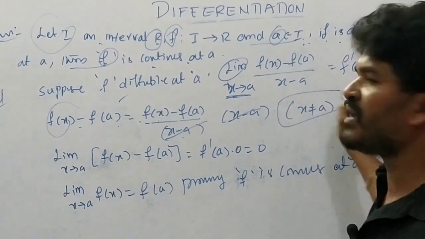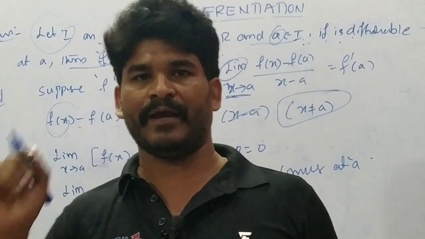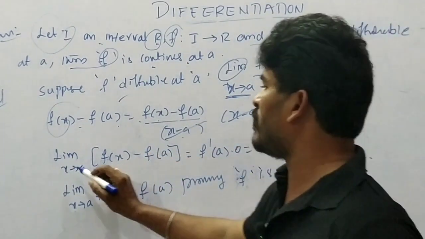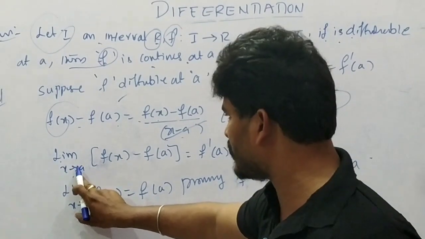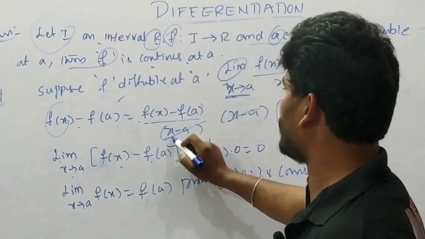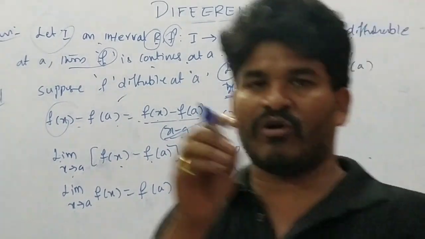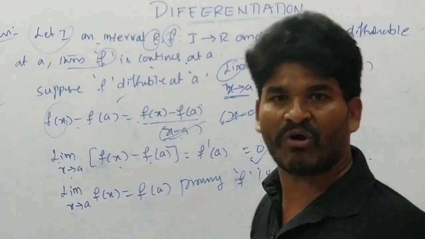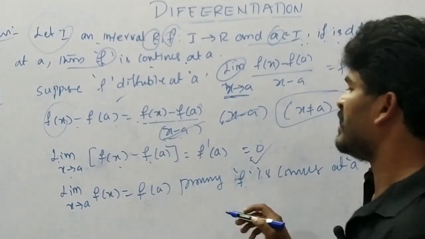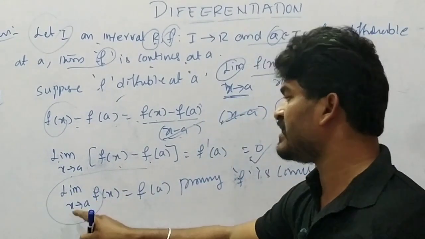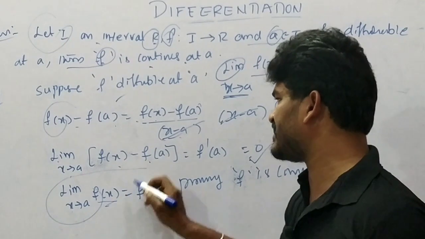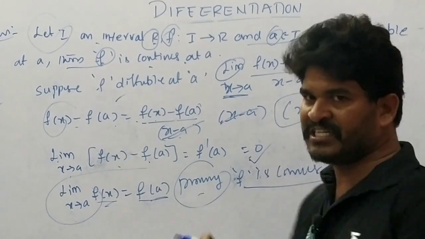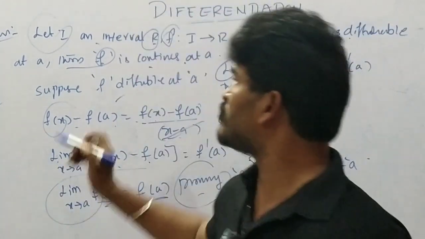What is the condition? The condition is x not equal to A. Therefore, taking the limit as x tends to A, the terms cancel and we get f dash of A into 0, which equals 0. So the limit of f of x equals f of A. They are both equal. Finally, the limit as x tends to A of f of x equals f of A, so the function is continuous at A. So this is the theorem.